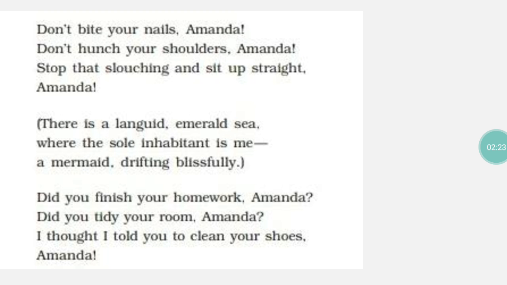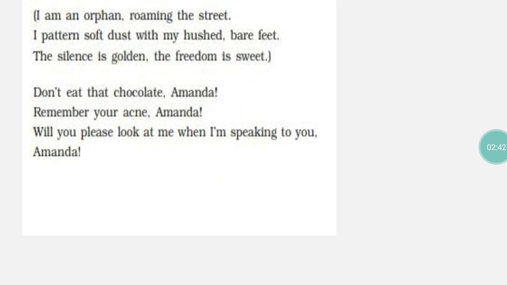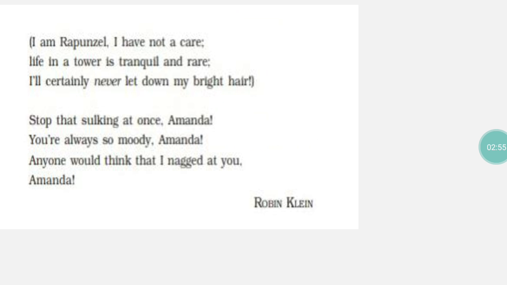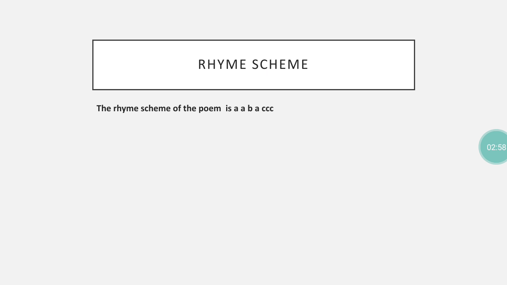That's the rhyme scheme of the poem. This rhyme scheme can be seen throughout the poem. For the stanzas given in the parentheses, the rhyme scheme is C, and in the first stanza, the third stanza, and the fifth stanza, the same word Amanda is repeated. So the rhyme scheme of the poem is A, B, A, C. Hope you understood the rhyme scheme used in the poem.